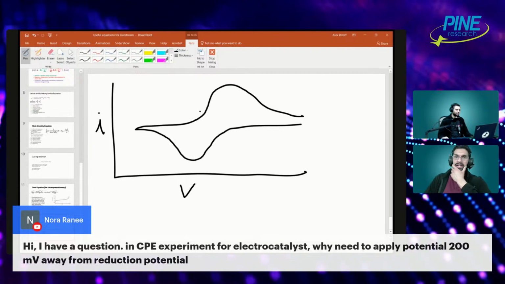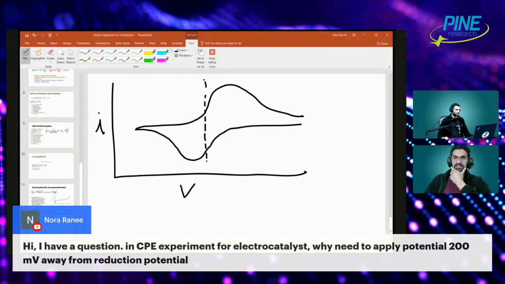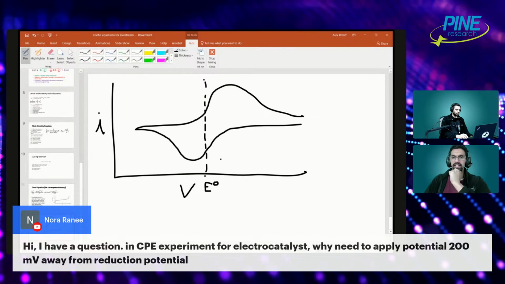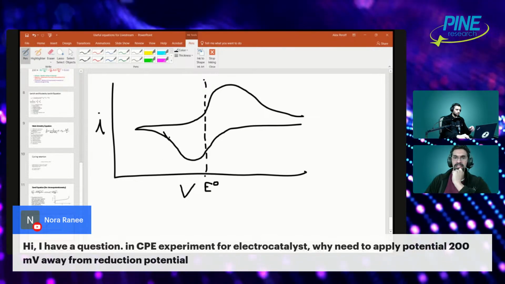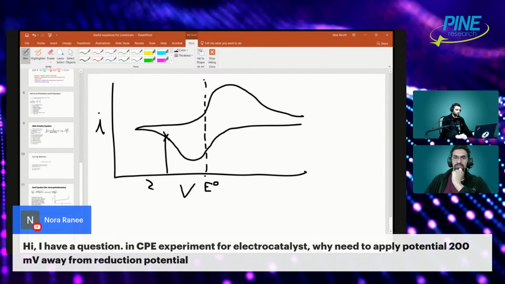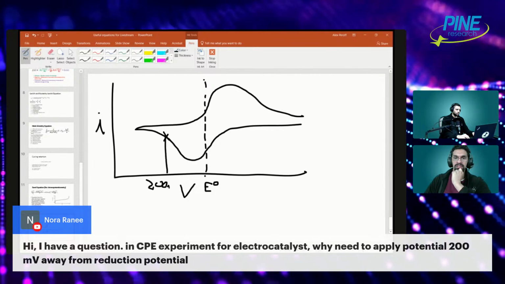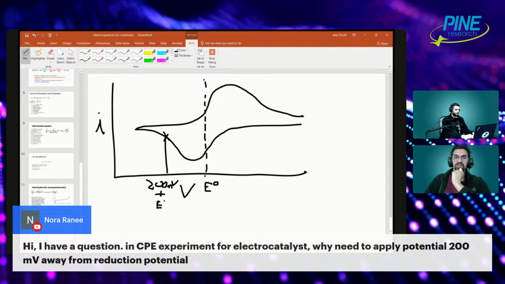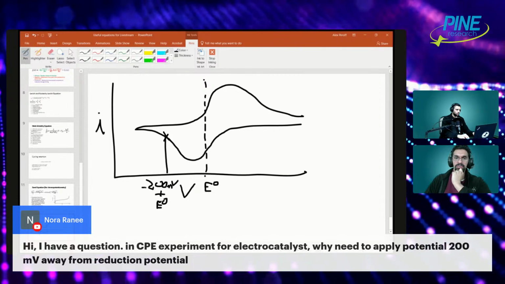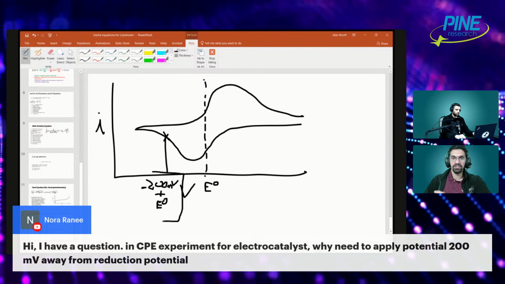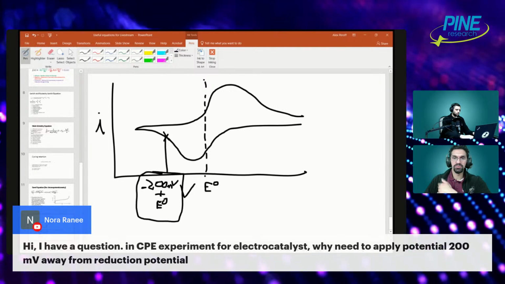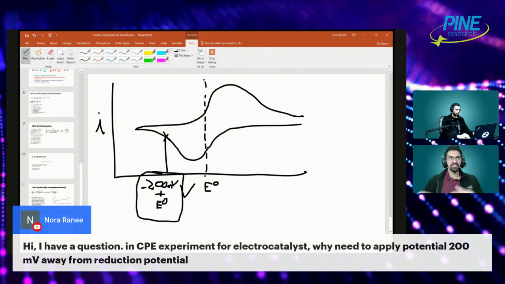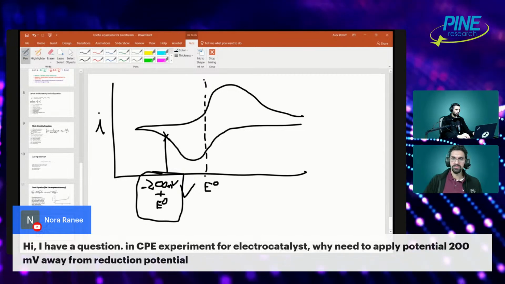We have, let's just call this E naught. This is the reduction potential. And you're applying, let's say here, 200 millivolts more negative of the E naught. So this is minus 200 millivolts. Your question is why are you an additional 200 millivolts more negative than the E naught? Isn't it the case that at the E naught, that's the reduction potential, we should just apply that?